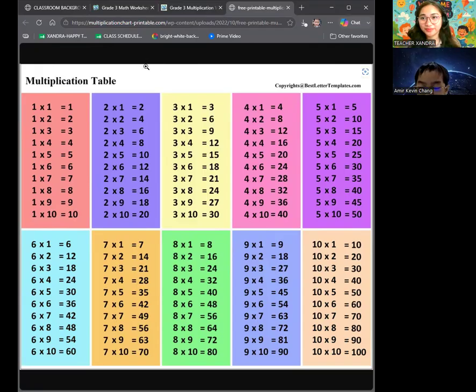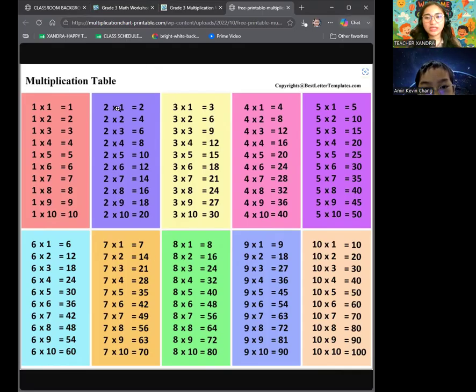You might wonder why when it's 10 times 10, it's always 100, then the biggest number is infinite. Infinite because there's no ending.